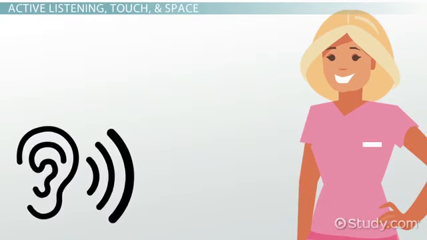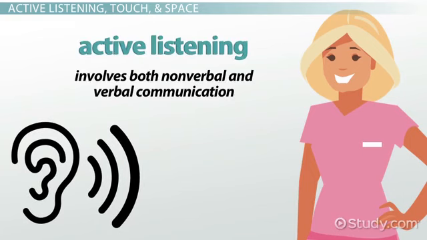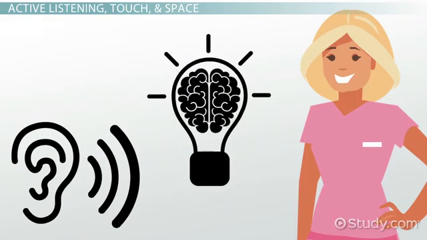A critical component of therapeutic communication is the art of active listening. Active listening involves both nonverbal and verbal communication. When actively listening, a nurse needs to hear and understand what the client is saying. That is, to some extent, the easy part. What's even more important is that the nurse properly interprets the meaning behind what the patient is verbalizing. In other words, what is the patient really saying?